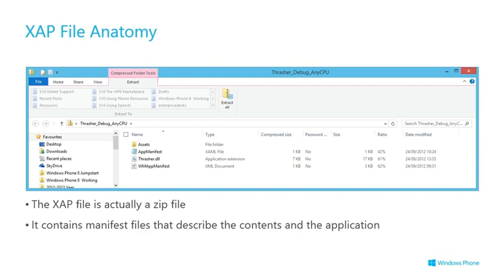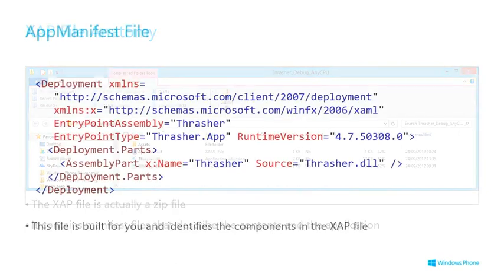And what do you get in it? Well, this is very, very simple. This is the Thrasher. You get the Thrasher.dll, which is the compiled output of the application. There's an app manifest XAML file and a WMAppManifest XML document. And then there are folders for any assets. So this is the content of your application, such as icons and graphic files and that kind of stuff. That's what you get in it.